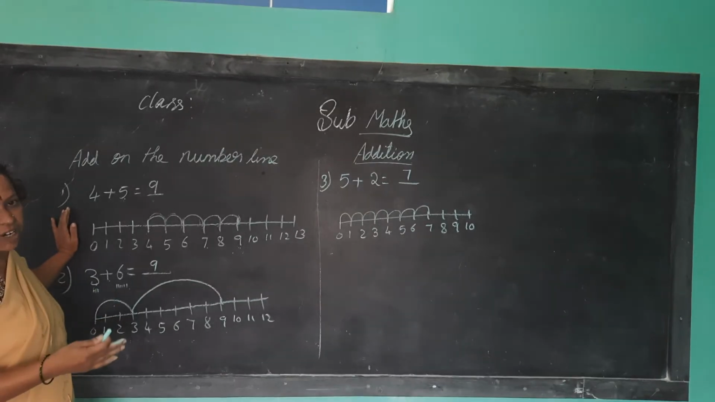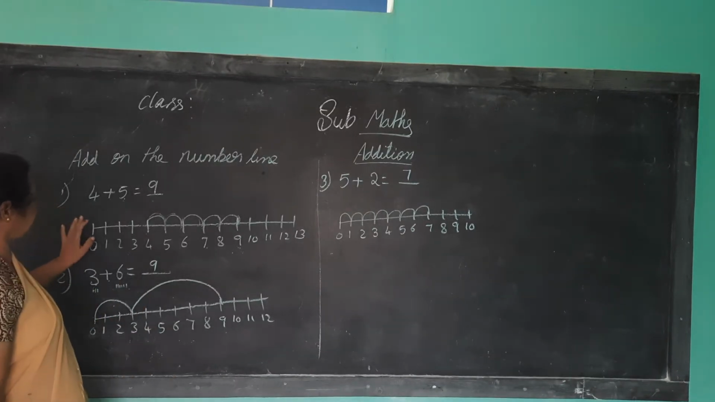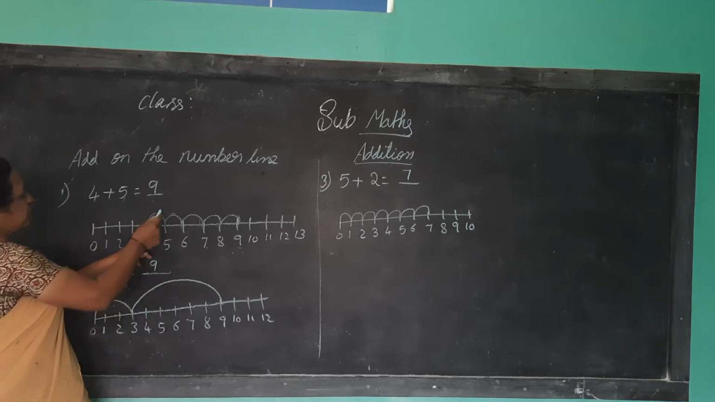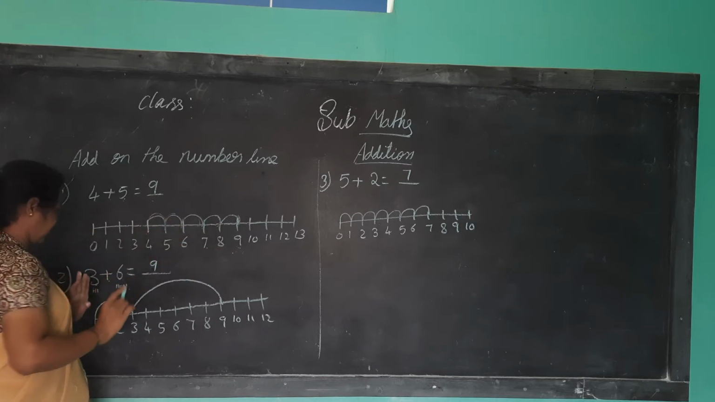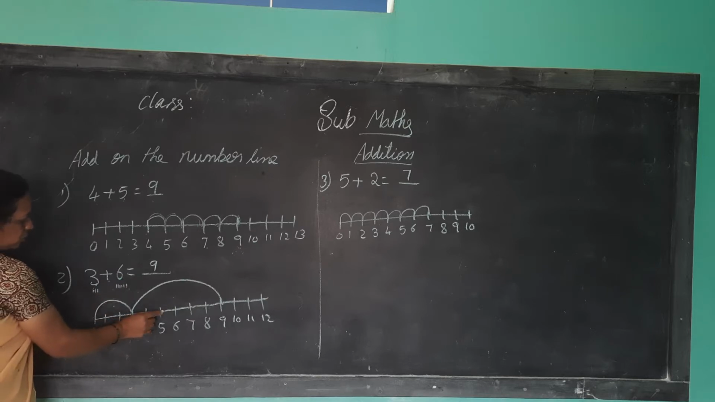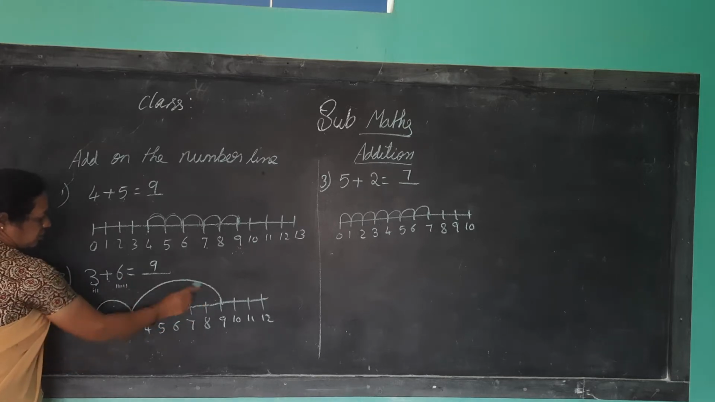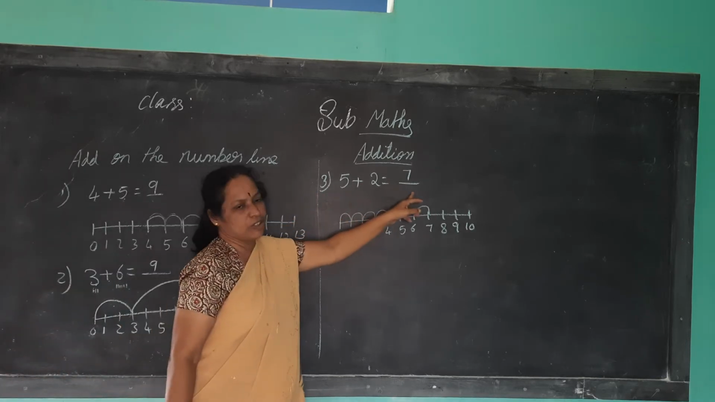So in 3 ways you can add on the number line, children. Addition is forward counting, not backward counting. So addition means forward counting. Say from 4 you start. How much? 5: 1, 2, 3, 4, 5. So 4 plus 5 is 9. The first one is what? 3. Put a hand for 3. Then 6 more: 1, 2, 3, 4, 5, 6. So how much? 9.